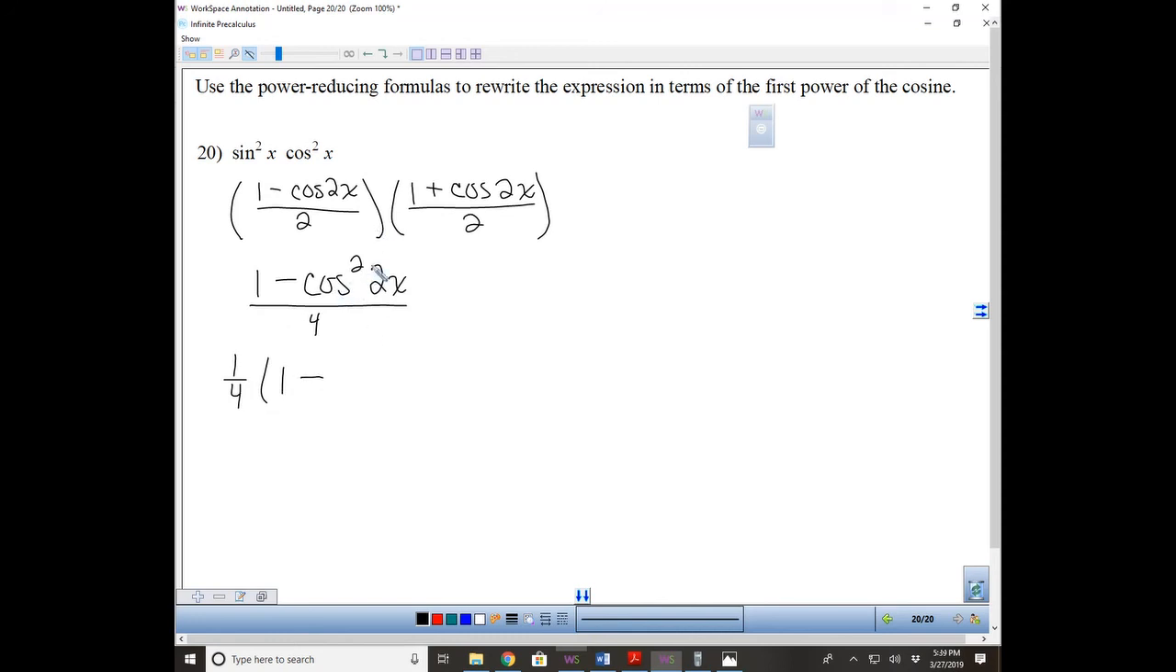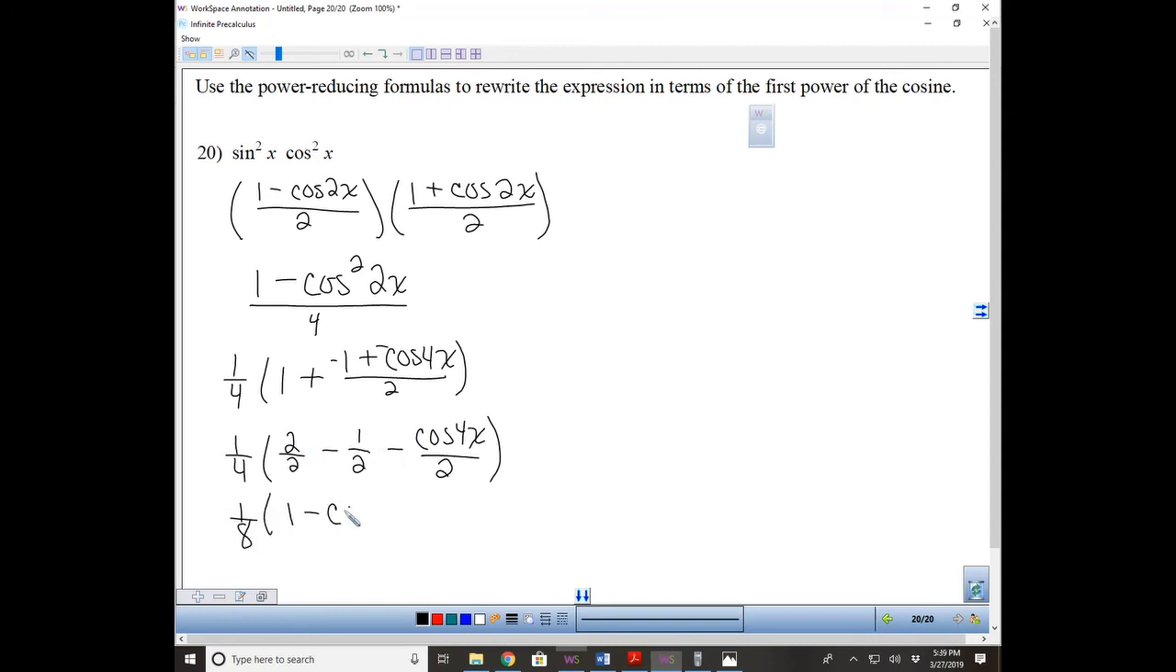Then I'm going to power reduce this. So I've got 1 plus cosine 4x over 2. I don't want to forget this negative, so I'm going to distribute it through the top here. And I'm going to multiply this by 2 over 2 so that I can get a common denominator. So I've got 2 over 2, and then minus 1/2, minus cosine 4x over 2. Now I have a common denominator. I'm going to pull that out. That makes 8. 2 minus 1 is 1, and then you have your minus cosine 4x.